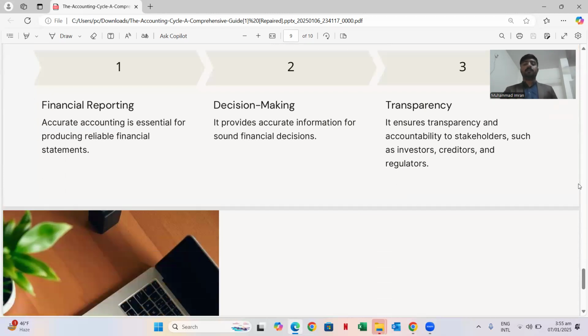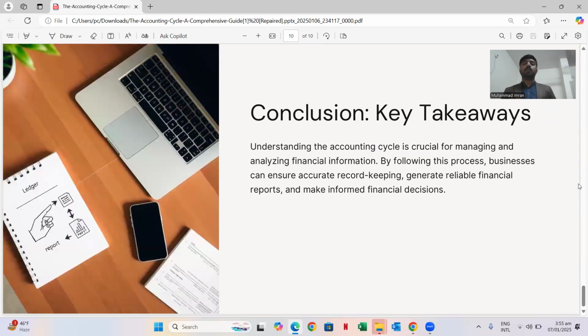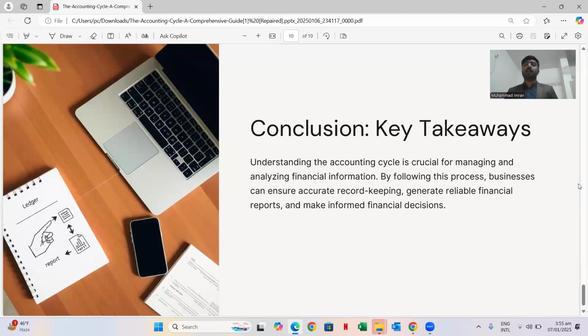And then we conclude this chapter, as this chapter is very crucial for managing and analyzing financial information. These processes in businesses are important because businesses have to ensure accurate record keeping, generate reliable financial reports, and make informed financial decisions. So that's all in this chapter.